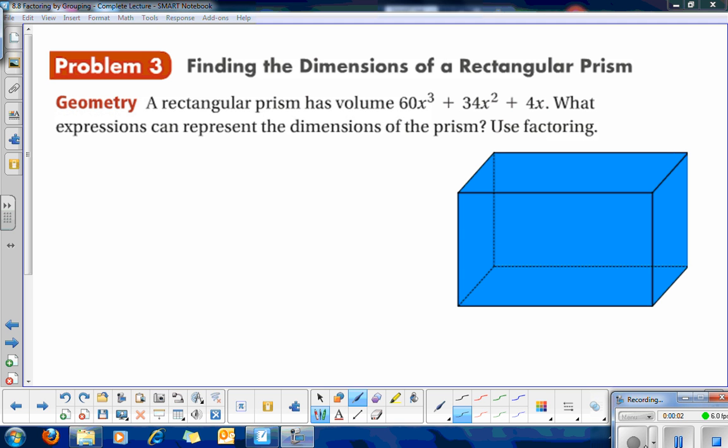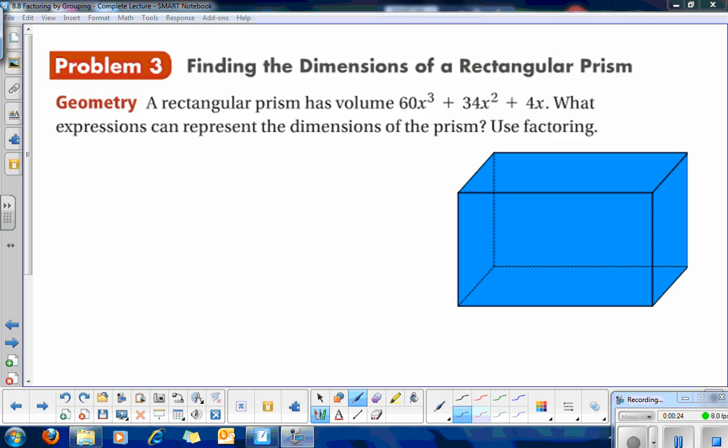Right, so problem 3 says finding the dimensions of a rectangular prism. Now, a rectangular prism has a volume of 60x cubed plus 34x squared plus 4x. What expressions can represent the dimensions of the prism? And we want to use some factoring.